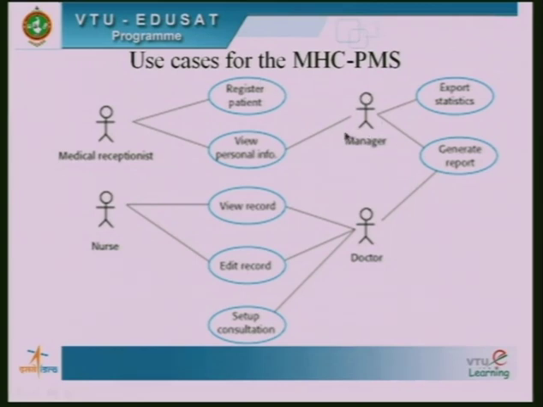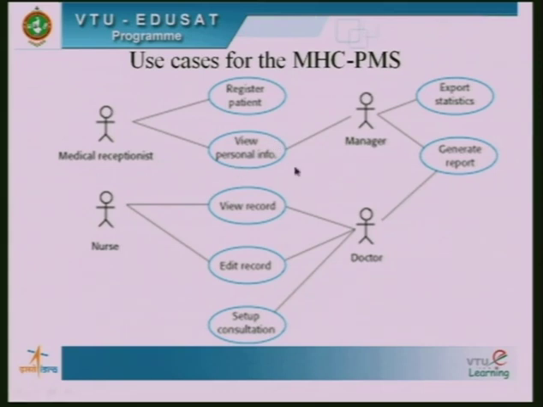This we didn't see in the scenario, but it evolved when we were drawing the use case. We needed somebody to manage all this information at the back end to generate the report, hence we added a new actor called manager. Now, what are these ellipses? These ellipses represent the use cases. Okay, they are the representation for use cases. Each of these use cases defines one activity. The medical receptionist does what? Registers the patient. So registering the patient is one use case.